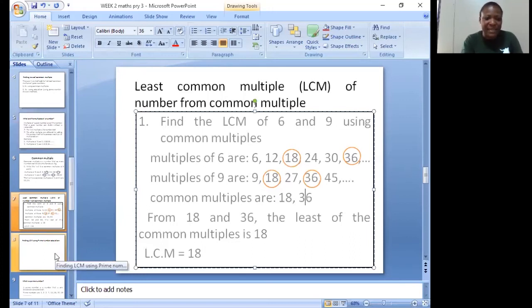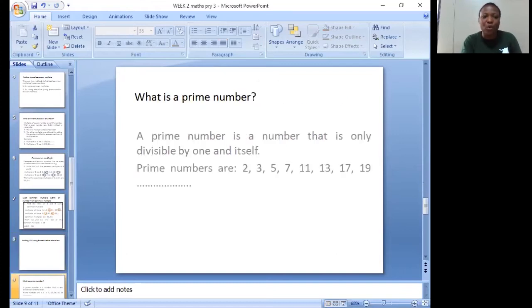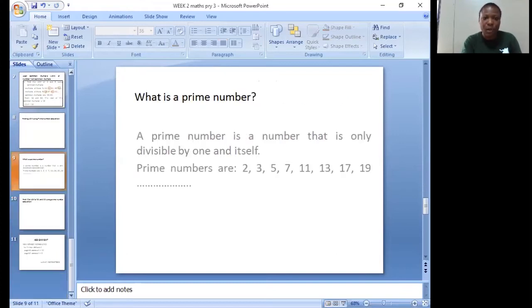Now let's move to the second method: finding LCM using prime number calculation. What are prime numbers? Or what is a prime number? A prime number is a number that is only divisible by 1 and itself, that you can only use 1 and itself to divide.